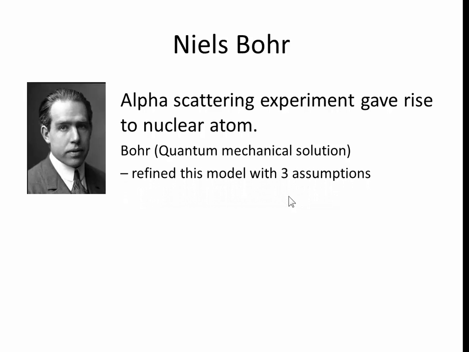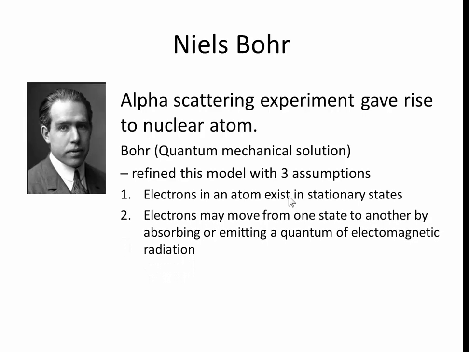So he basically had his model, which had three assumptions. The first one: the electrons in an atom exist in stationary states. They're in one state and they basically stay there, unless they're made to go into another orbit, let's say. The electrons can move from one state to another by absorbing or emitting a packet or quantum of electromagnetic radiation, like a photon. So if it's in a low energy state, it can absorb a packet of energy and jump to a higher energy state. Then it can jump back down to a low energy state by emitting a packet of radiation.